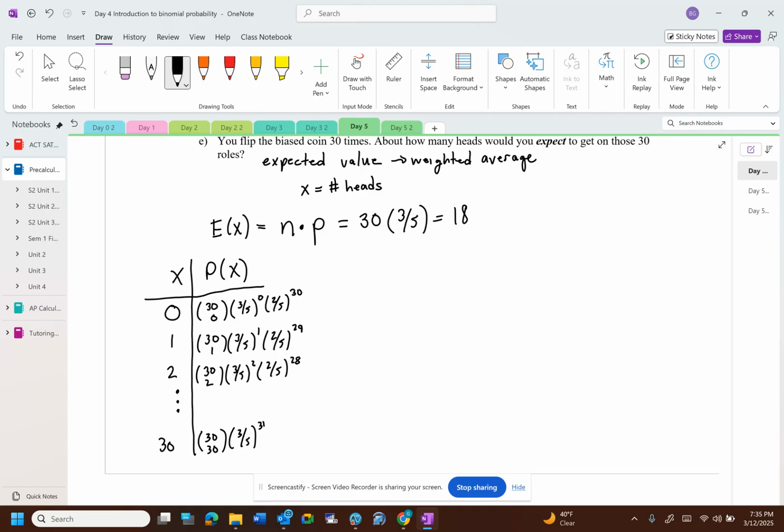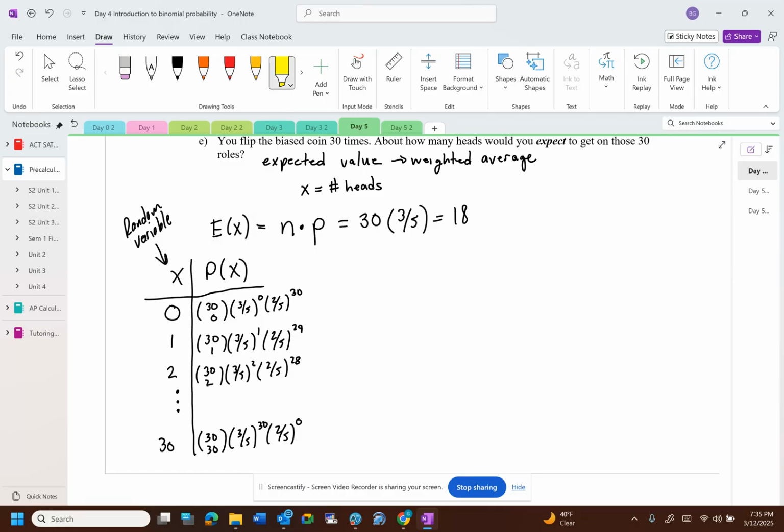3/5 to the 30th, 2/5 to the 0. Okay? So what I have here is a value of the random variable. This is what I'm going to call my random variable. And then I have the probability that the random variable takes on that value. So if my random variable is 2, then the probability of it being 2 is what we calculated there: 30 choose 2, 3/5 to the second, 2/5 to the 28.